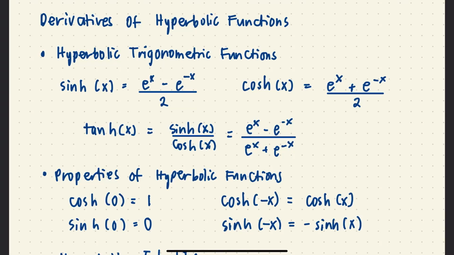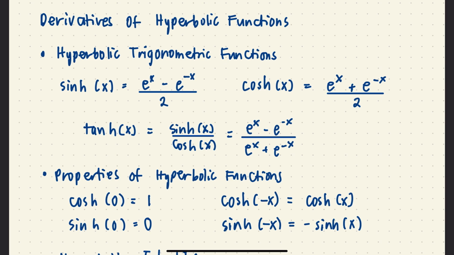The next functions that we will be deriving are the hyperbolic functions. But before we continue with the derivatives, let's first discuss your hyperbolic trigonometric functions. Remember that your hyperbolic sine of x is equivalent to e raised to x minus e raised to negative x, all over 2, while your hyperbolic cosine of x is e raised to x plus e raised to negative x, all over 2.